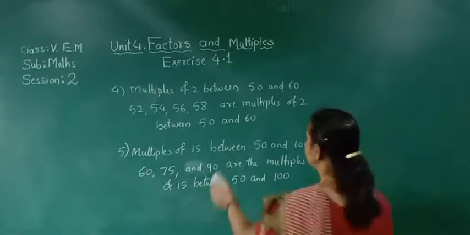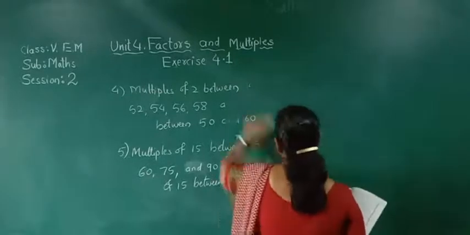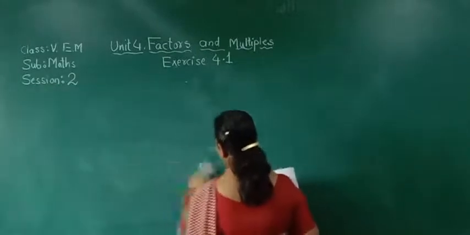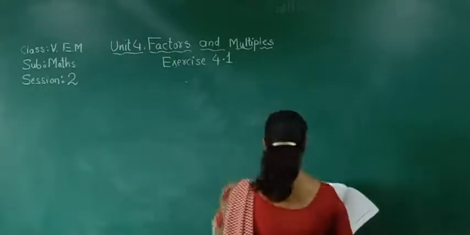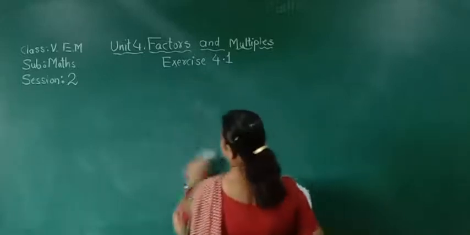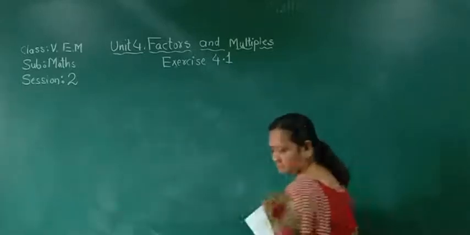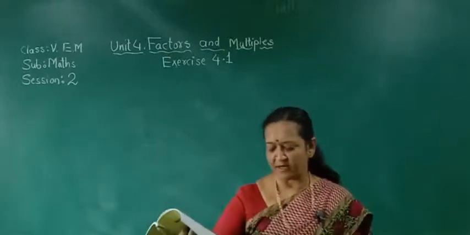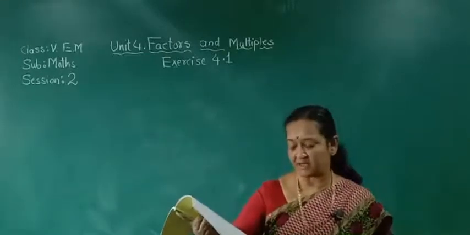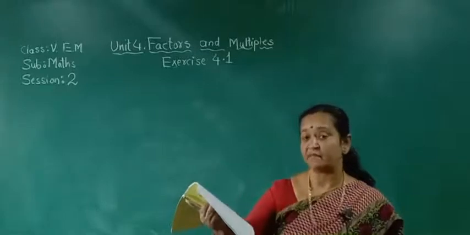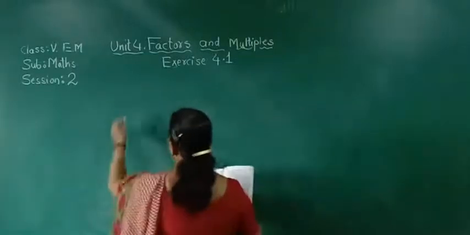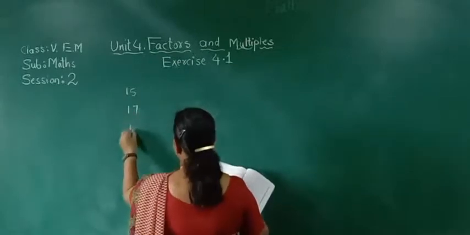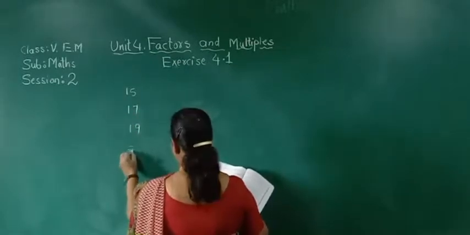Here 6th question is, write 5 multiples of the following numbers. Now here some numbers are given. We should find their 5 multiples. So those numbers are 15, then comes 17, then it is 19, and it is 23.